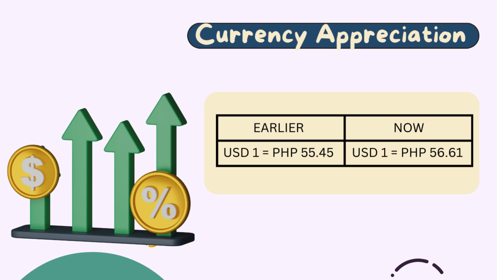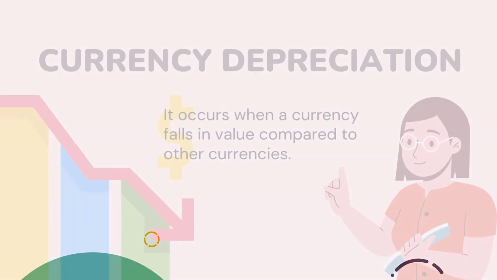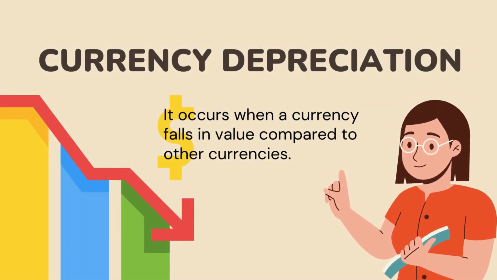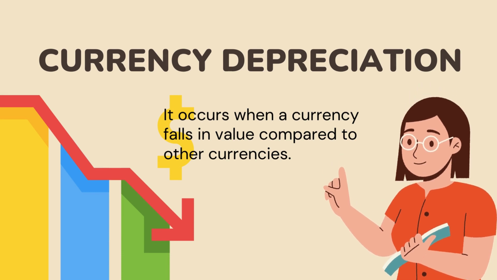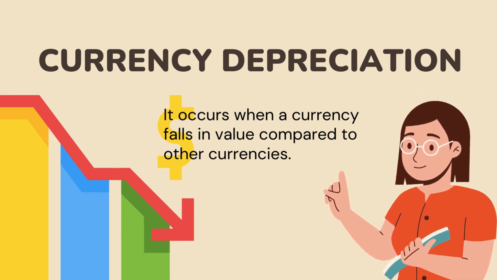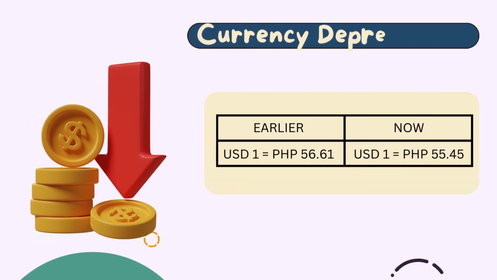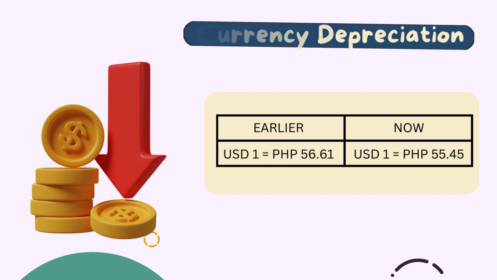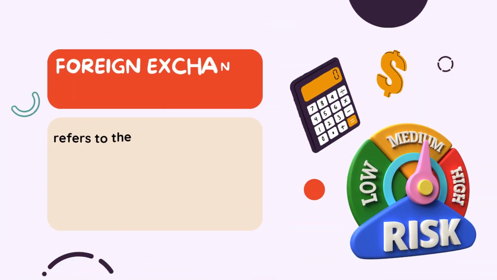This means that it takes more units of the weaker currency to buy 1 unit of the stronger currency. Next, just like currency can appreciate, it can also depreciate. So, currency depreciation occurs when a currency falls in value compared to other currencies. The example here is earlier, the conversion of 1 US dollar is 56.61 pesos, but now 1 US dollar is equivalent to 55.45 pesos.